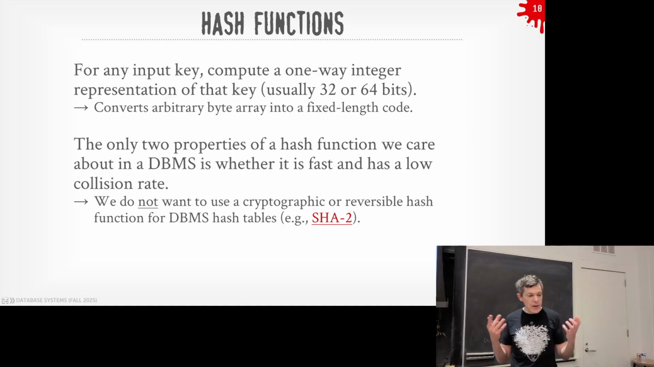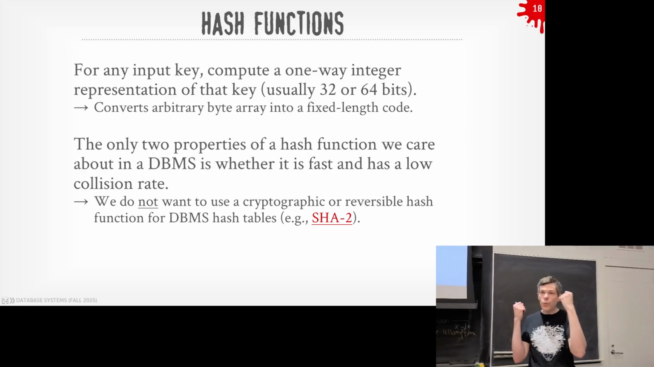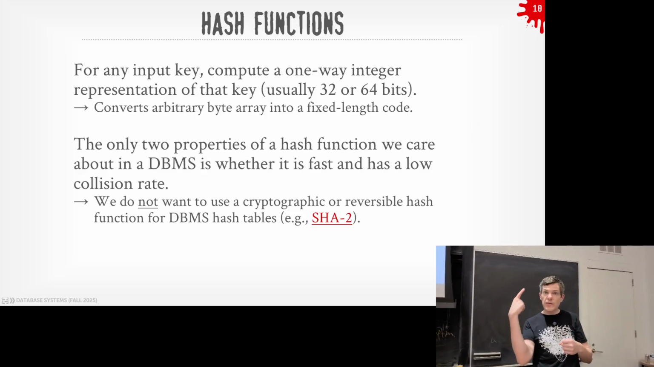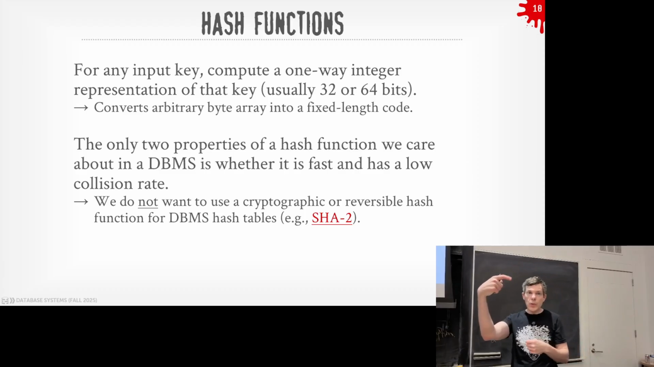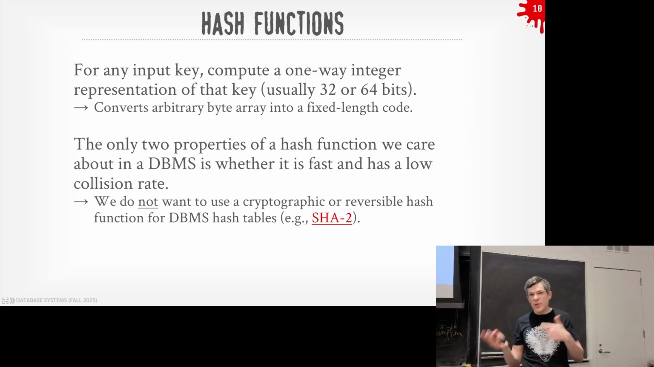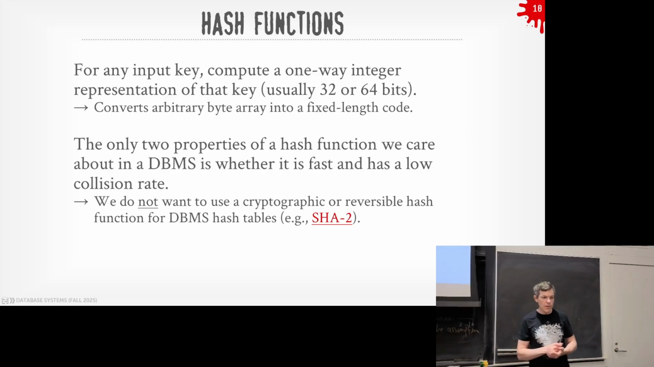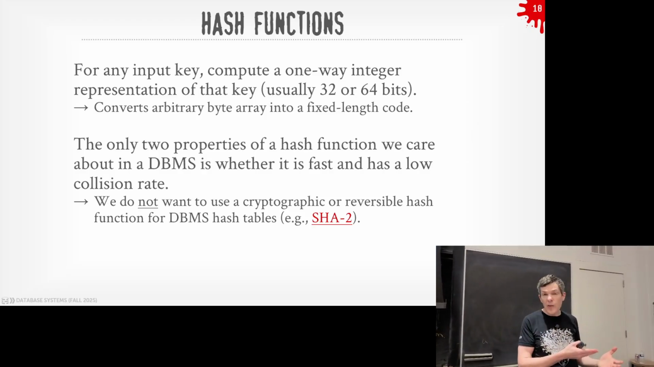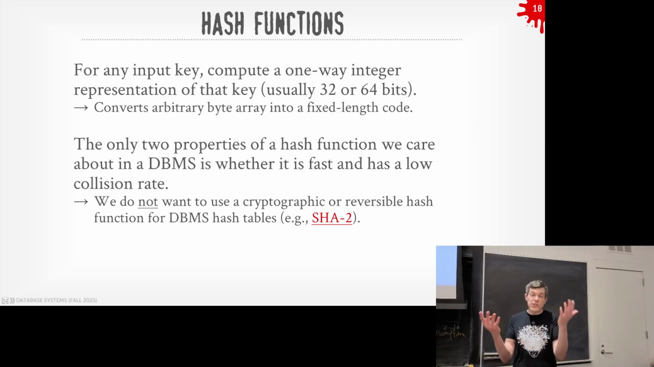So again, a hash function is pretty basic. The idea is that it's a one-way hash. So given some key of an arbitrary length, we want to do some computation on it to then generate a random 32 or 64-bit integer. And again, the thing that we care about is we want it to be as fast as possible and have a low collision rate. What's the fastest hash function you could build?